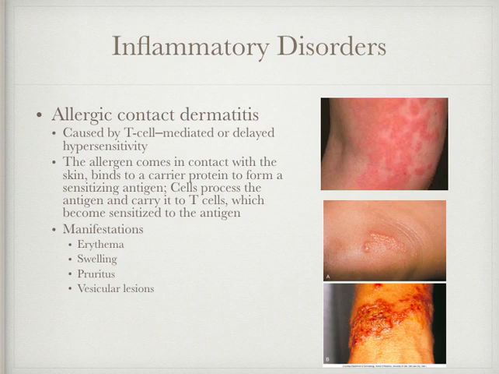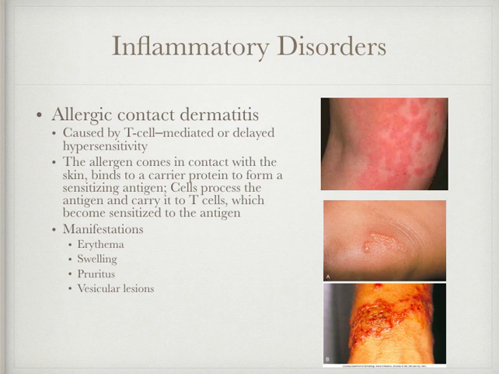Another example would be certain soaps or certain detergents. Sometimes patients will get contact dermatitis with it. So it's not really a systemic response. It's more of a topical inflammatory disorder. So it's basically when they have the T cells that are activated with it and they get sensitized to the antigen.